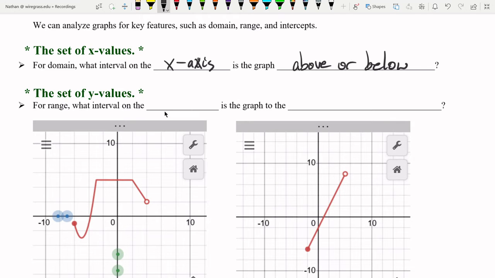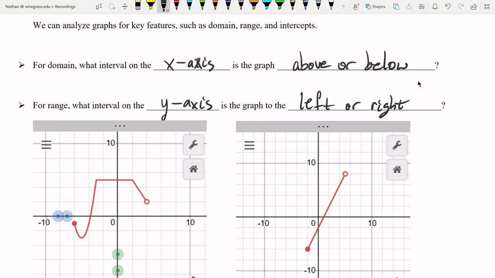interval. The range will be parts of the y-axis, and you look at what part of the y-axis is the graph to the left or right. And these things will typically be intervals of the real number line. So we're going to use interval notation to describe the domain and range.